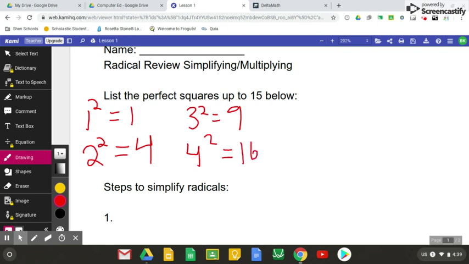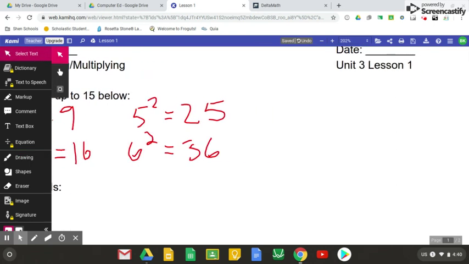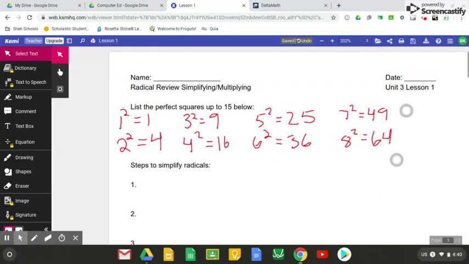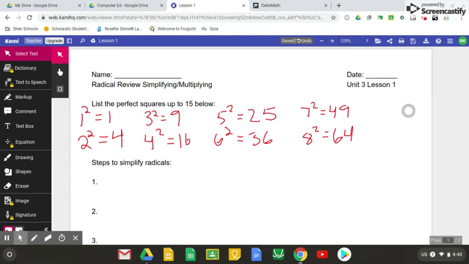Now, these numbers are going to be very important for the day. They're going to help us simplify radicals, which is something you did last year. So it's going to be a little bit of a review, because at times we may need to simplify radicals in this next unit. 8 squared, 64. And you can keep going. I'm kind of running out of room, but that's all right. So all the way up to 15 squared are really going to be the important ones.